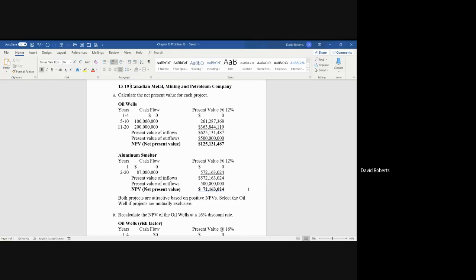And remember, you have to discount it twice. So you have to find the present value for 6 years, and then bring it back another 4. And you wind up with the $261 million number at 12%.